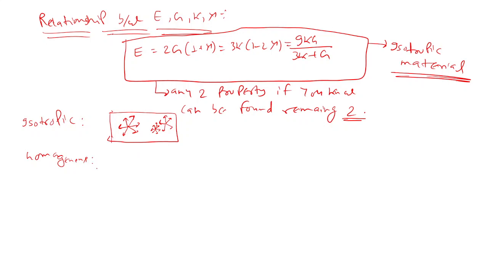Anyone saying anything else? Let's check. No, sir. It is isotropic because in isotropic you have to see only one point. If at that point in all directions properties are the same, then it is isotropic. And same for homogeneous.